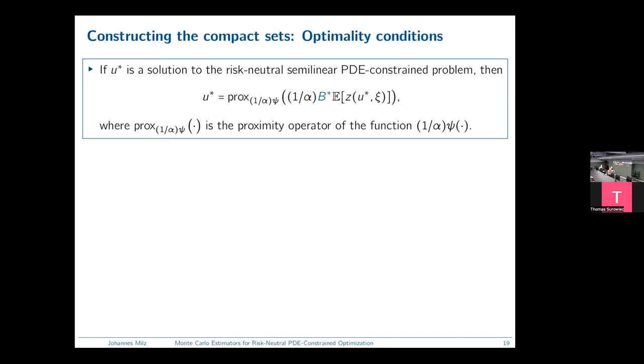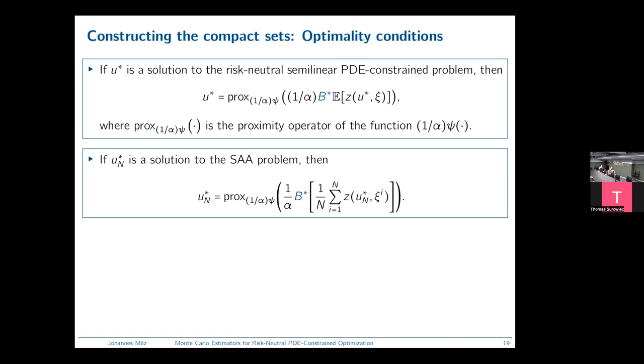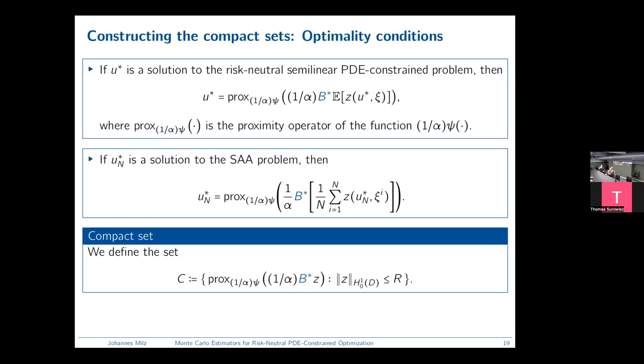And we have the same optimality condition for the SAA problem. So if you're given a solution to the SAA problem, then we also have this fixed point type equation. And using all the computations we have done so far, it is somewhat natural to define this compact set in this form. It contains evaluations of the proximity operator. We have this one over alpha, then we have B star and C, and the norm of C is bounded by R.